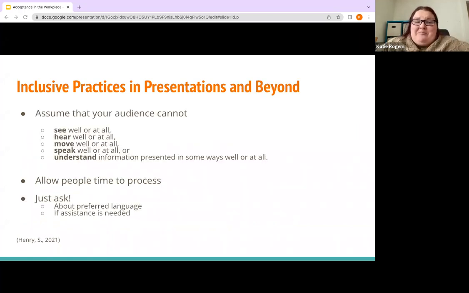So a good rule of thumb is to assume that your audience cannot see well or at all, hear well or at all, move well or at all, speak well or at all, or understand information presented in some ways well or at all. So after you create a presentation, you can go through these different steps and see if your presentation applies to these rules.